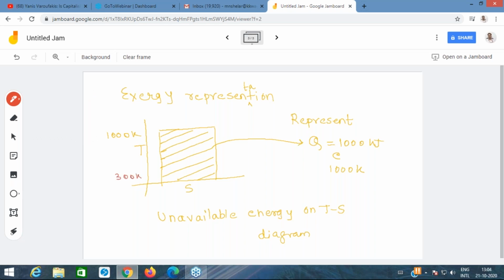So 300 Kelvin is the dead state temperature which is given. The rectangle which is shown by red, with the vertical line, this rectangle is the unavailable energy. So calculate the unavailable energy and tell me the answer. What is the unavailable energy? You tell me the answer.